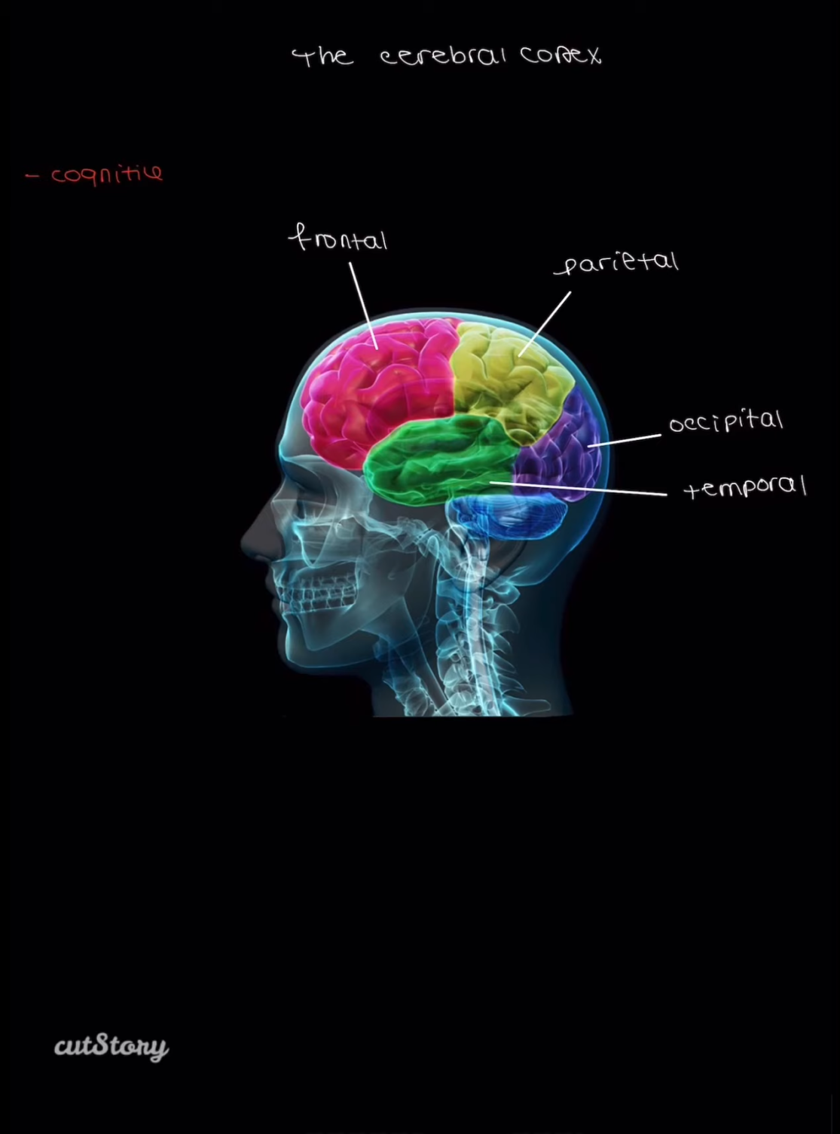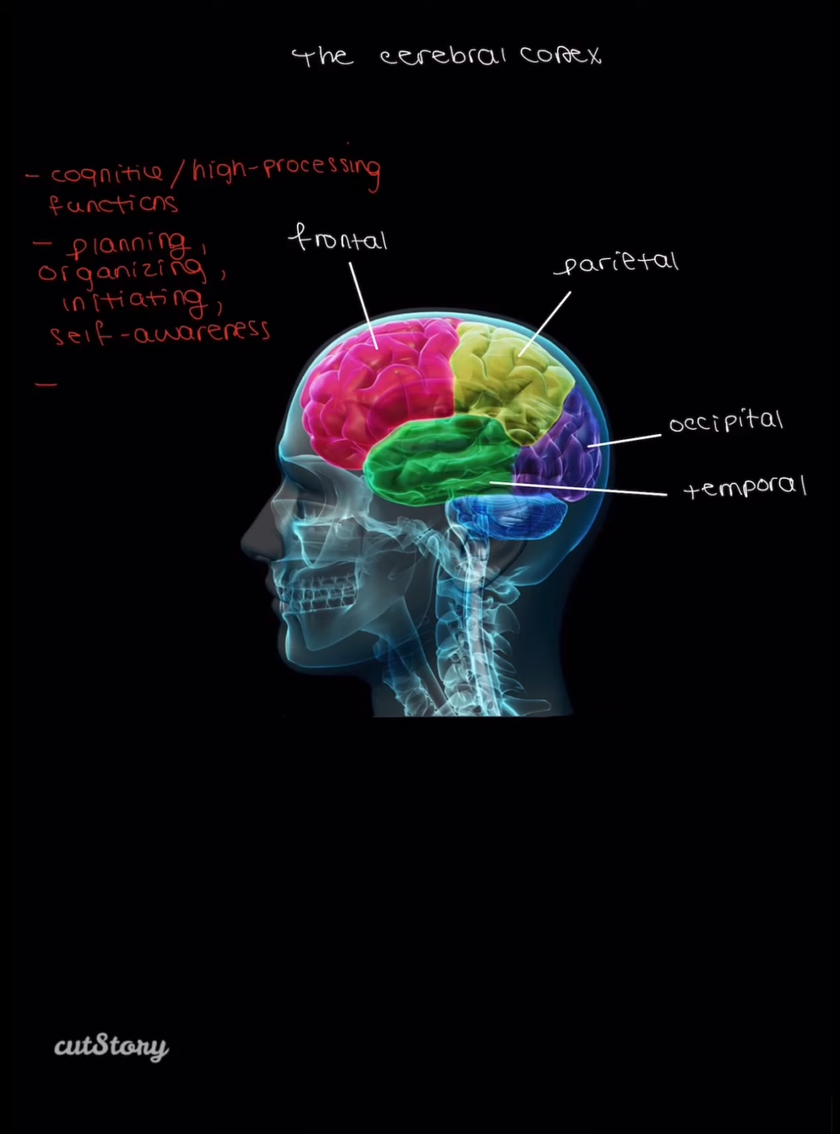So the frontal lobe is associated with higher processing of cognitive functions, and it's the primary region of our brain that distinguishes us from other animals. It gives us the ability to initiate our actions, to being aware of ourselves and our surroundings, and being able to make decisions, rationalizing.